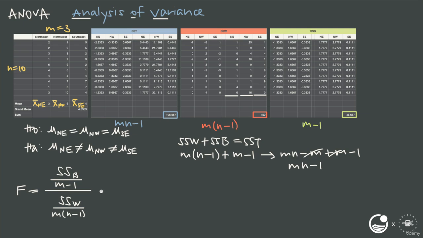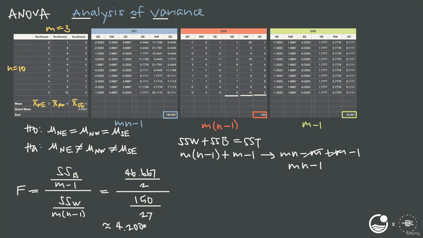So in our case, if we plug in what we already know, we said that sum of squares between was 46 and 2/3, so 46.667 approximately. Remember, we have three groups, so m is equal to 3, and m minus 1 is 2. That's our degrees of freedom for sum of squares between. Then sum of squares within we have as 150, and we divide that by its own degrees of freedom, m times n minus 1. Well, m is 3, n is 10, so here we get 10 minus 1, or 9, times 3 is 27.